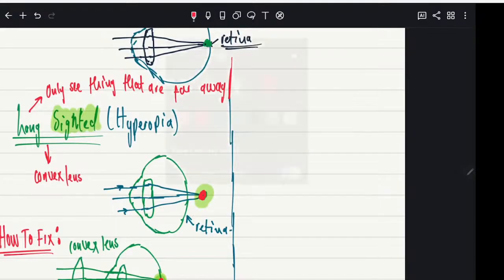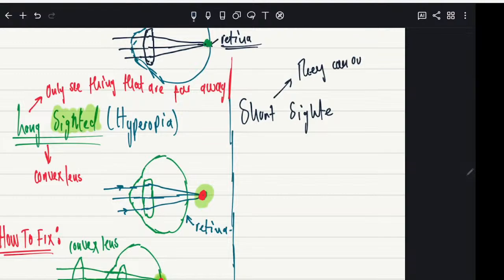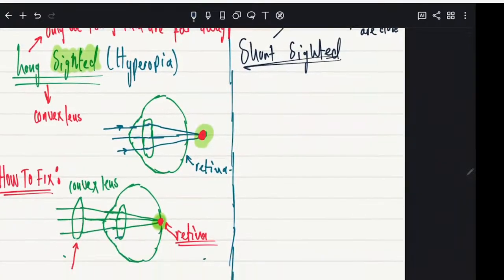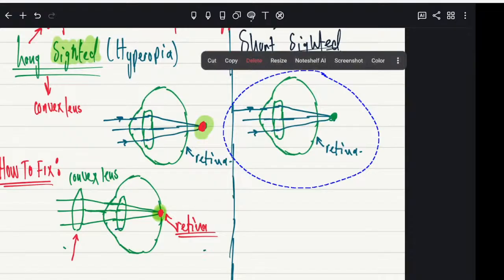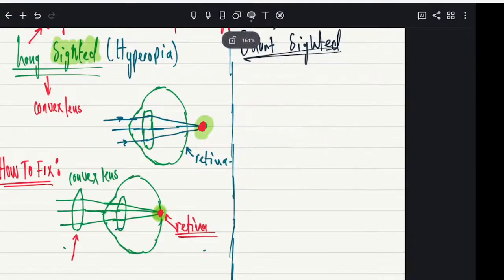Then this is what we call short-sightedness. When a person is short-sighted, obviously, in theory, it means they can only see things that are close, right? They can only see objects that are close. This is a short-sighted person. They see short distances. Now, in terms of the diagram, here is what a short-sighted person sees.